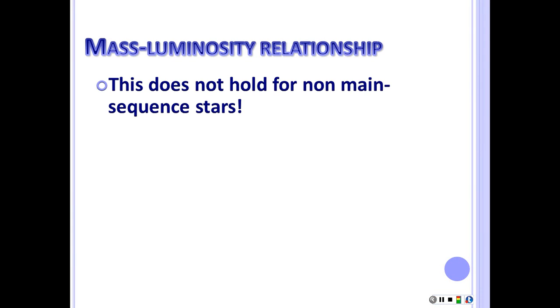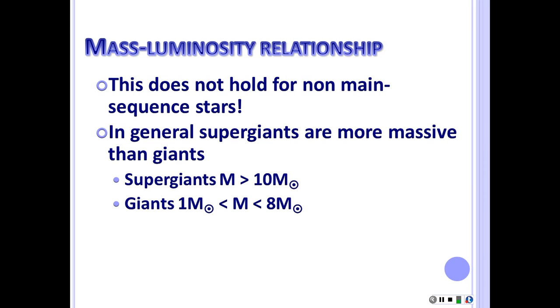Now, one thing to emphasize is that this mass-luminosity relationship only holds for main sequence stars. If we look at stars that are not main sequence, this doesn't work. In general, supergiants are more massive than giant stars, but even then there's some overlap. Supergiants are generally 10 solar masses and above, and giants are generally less than about 8 solar masses. And there's a grey area in between, which we can talk about at some point.